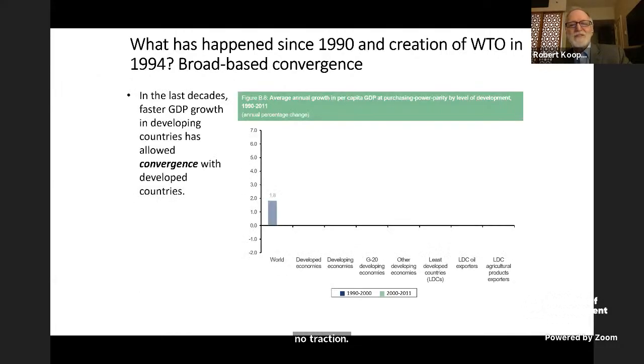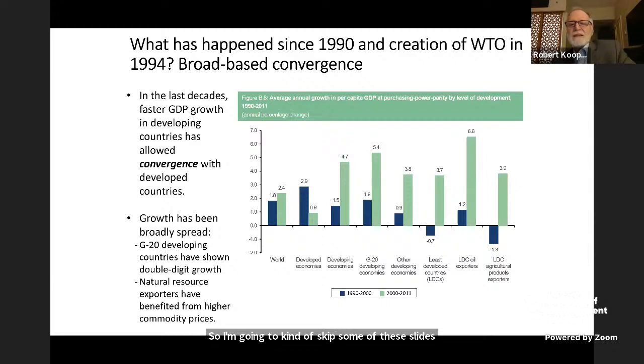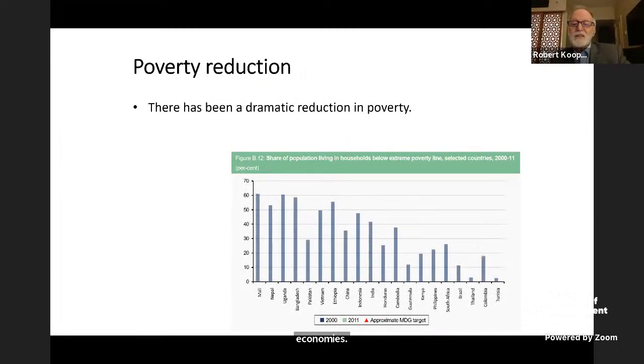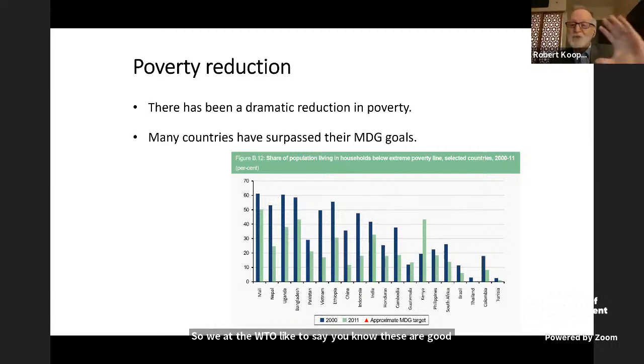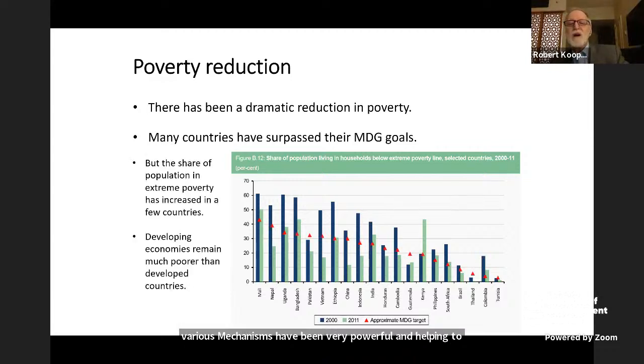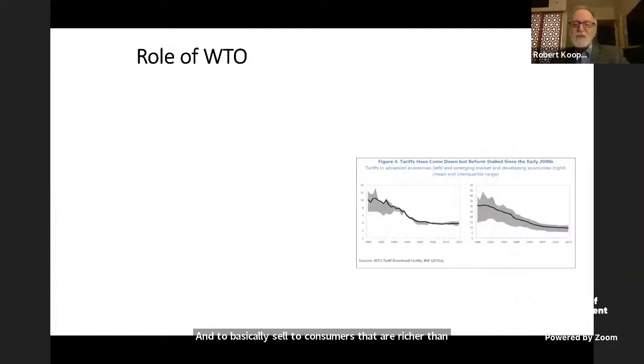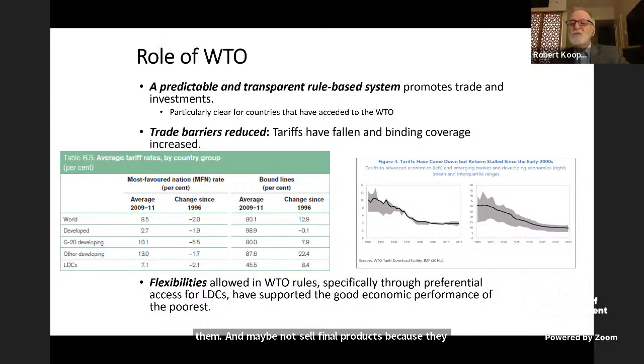So I'm going to skip some of these slides because they're just making the same point that Alan did. That there have been pretty significant gains, particularly since the creation of the WTO, across all economies. And there's been significant differentiation at the same time that there's been aggregate reductions in extreme poverty. So we at the WTO like to say, these are good things, right? As trade, globalization, integration, the various mechanisms have been very powerful at helping to reduce poverty, essentially by allowing countries that don't have strong domestic demand to tap into external demand and to sell to consumers that are richer than them, and maybe not sell final products because they can now use global value chains to do that.